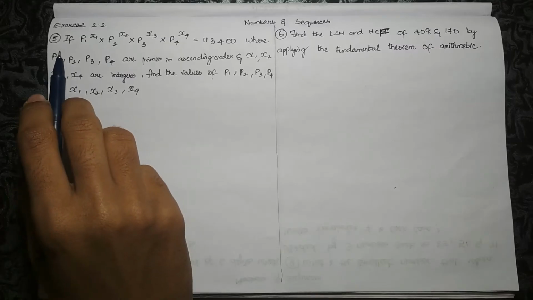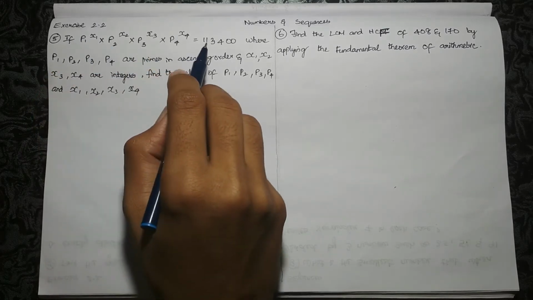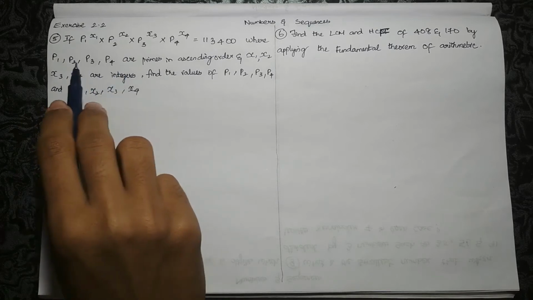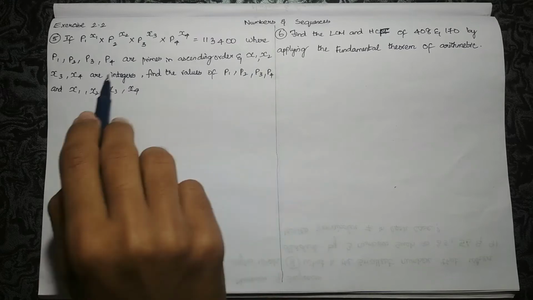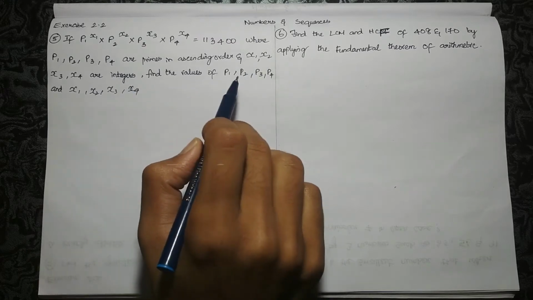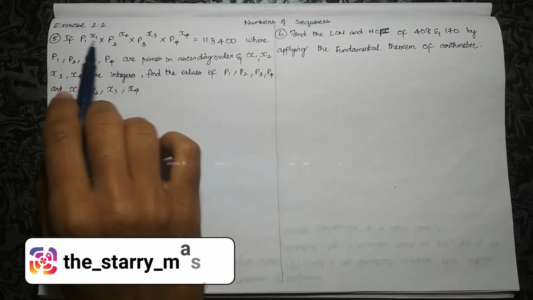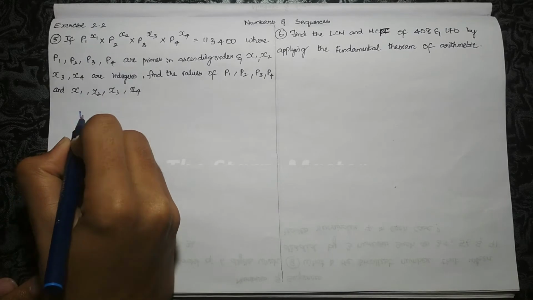Here in the 5th problem, p1^x1 p2^x2 p3^x3 p4^x4 is equal to 113400, where p1, p2, p3, p4 are primes in ascending order and x1, x2, x3, x4 are integers. Find the values of all the p values and x values by using this expression.